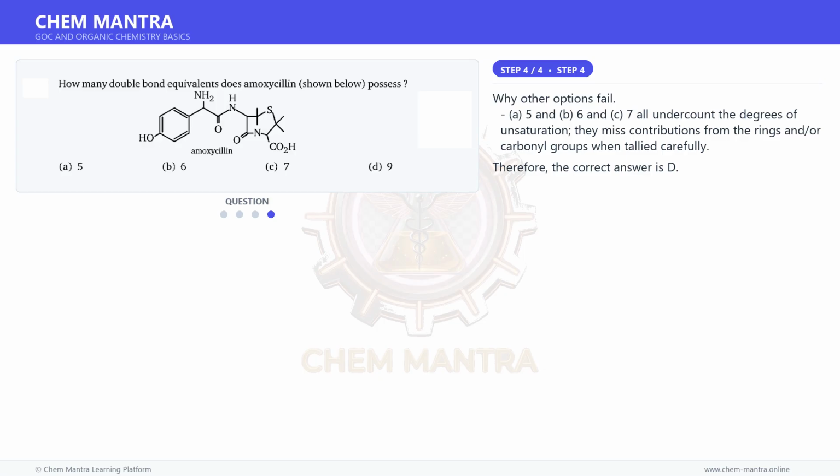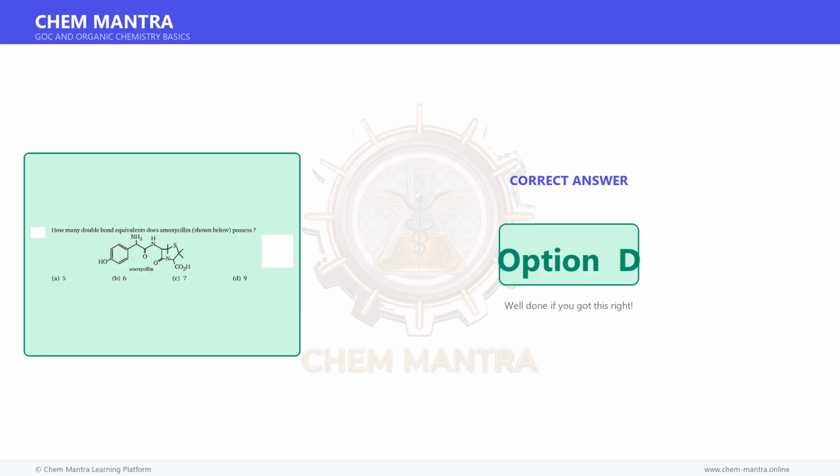Why do the other options fail? A, 5, and B, 6, and C, 7 all undercount the degrees of unsaturation. They miss contributions from the rings and/or carbonyl groups when tallied carefully. Therefore, the correct answer is D. Therefore, the correct answer is option D.